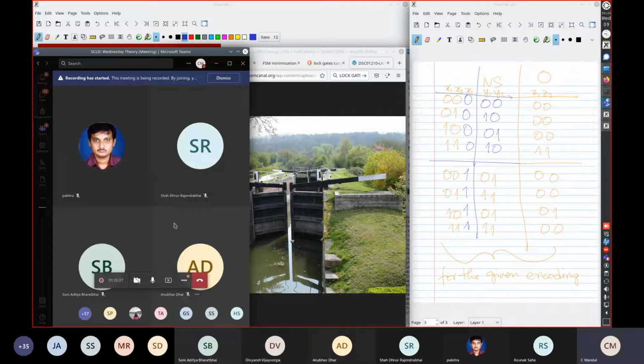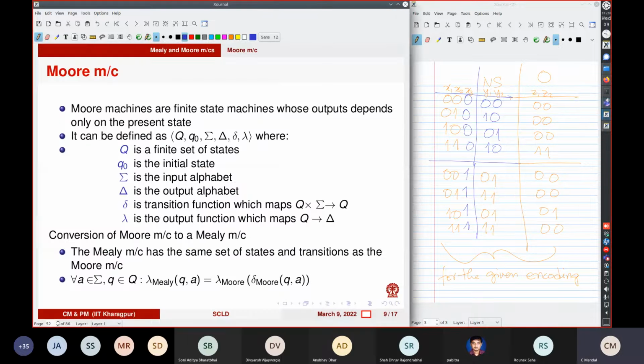Yeah, I think we can resume now. So let us consider the conversion of a Moore machine to a Mealy machine.